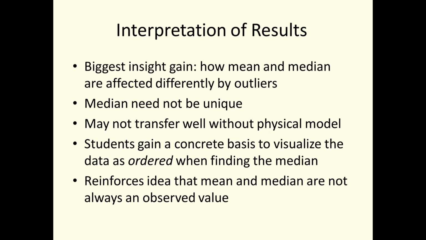So for an overall view of the results, what did we get from this? Again, what I've already pointed out, the mean and median are affected differently by outliers. That really tended to be the biggest insight gained among the students. But they really also tended to get the idea that the median need not always be unique.